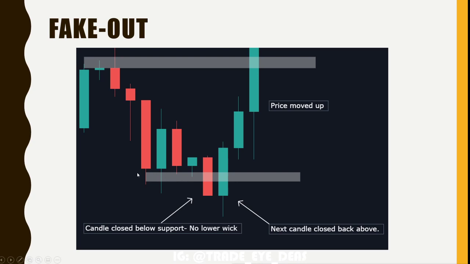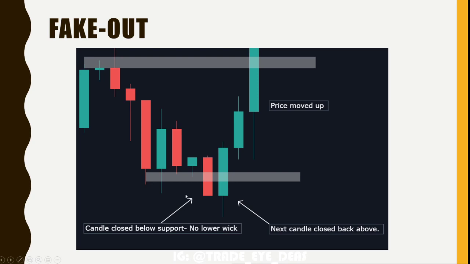Okay, this one's then closed below the support, so that's a breakout below the support. So a lot of people would probably take a sell on that, but let's notice a couple of things here. This one's closed bearish with no lower wick. As we previously said, when there's no lower wick, it means there's no range for the next candle to fall into. So the chances of it continuing down is lowered.